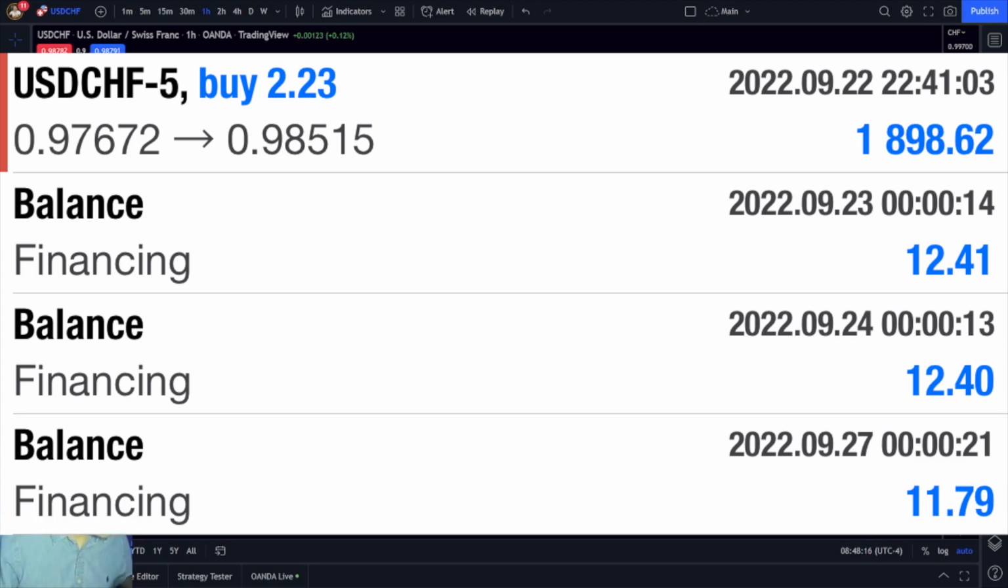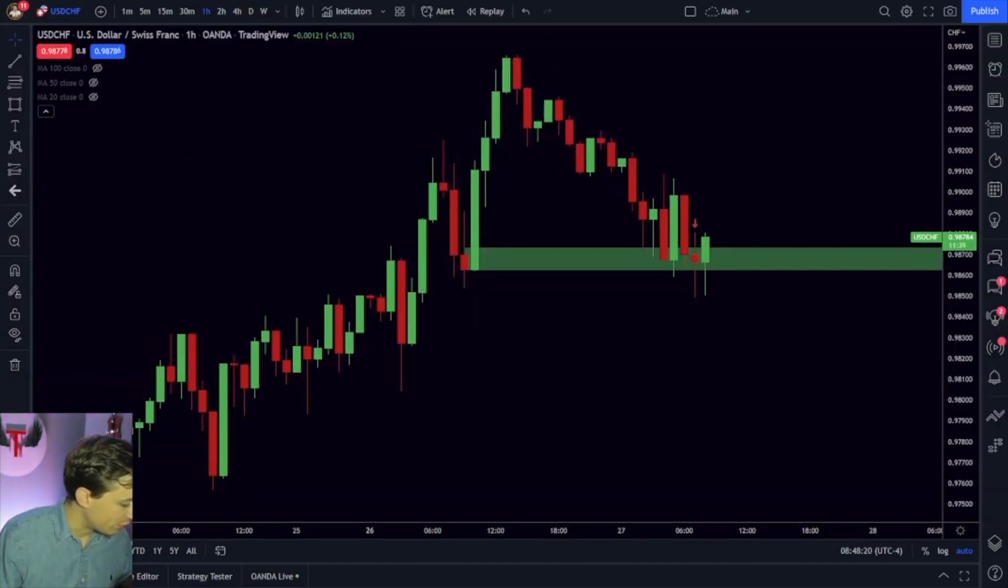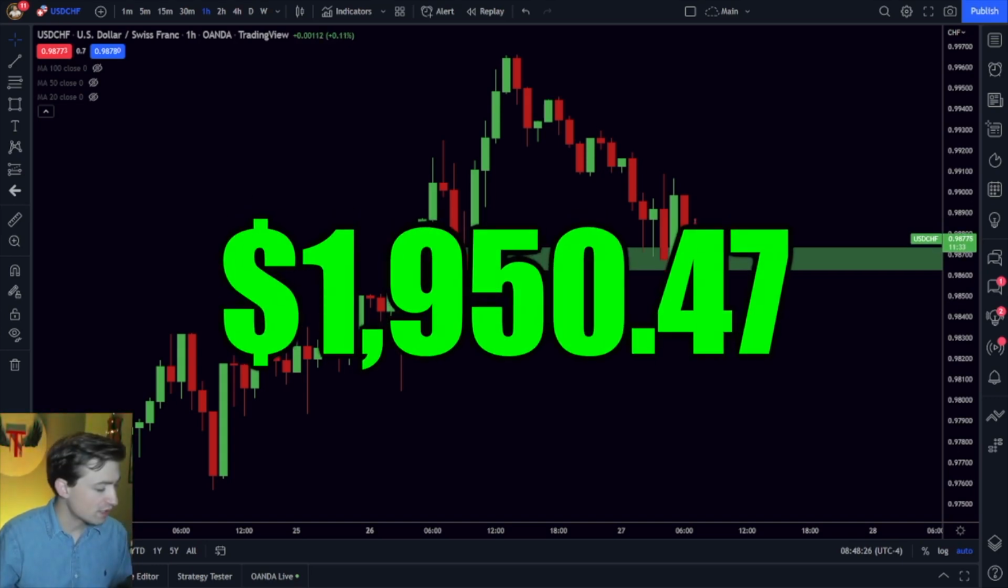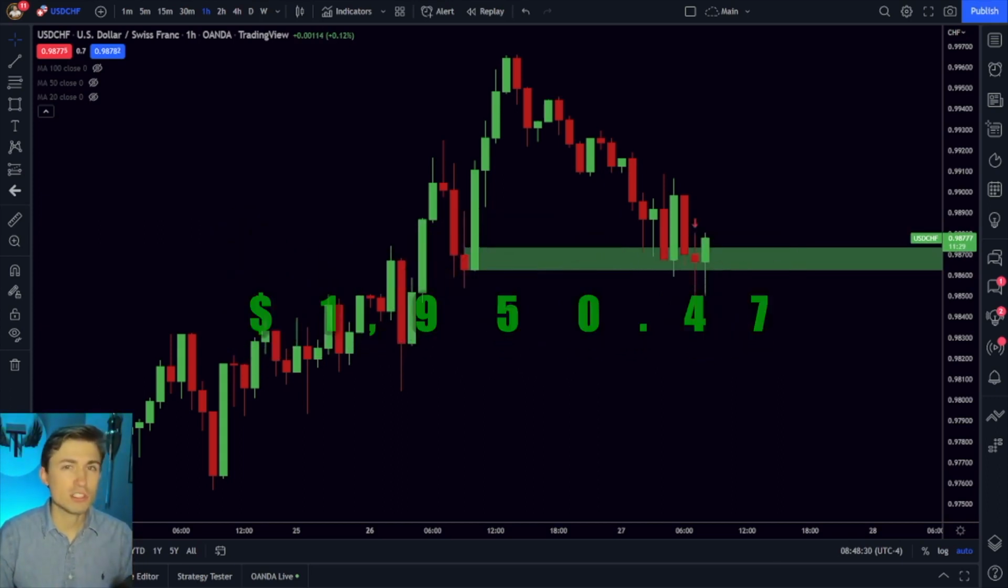$11.79, $12.40, $12.40 again, and $15.25. So total came out to a nice little profit there, from the $1,900 profit but also from the swaps, we're able to make just around 19 something. So we'll put the total amount on the screen as well.